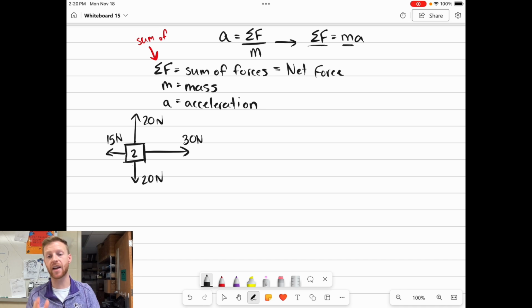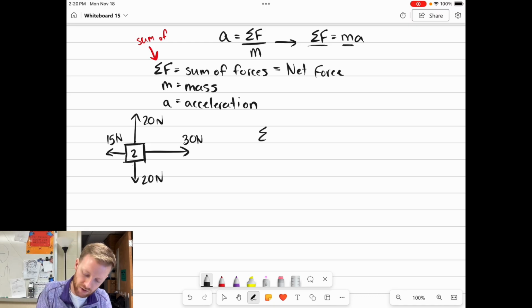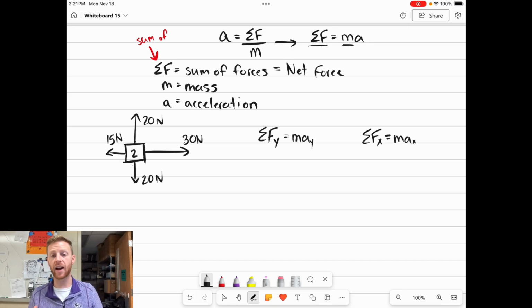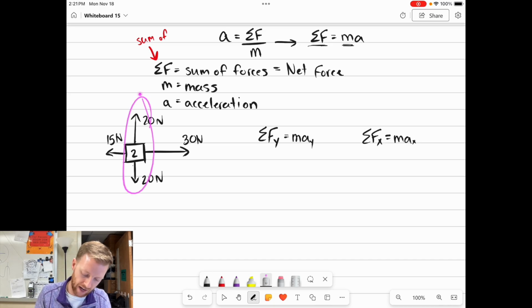So I want to break this down into x and y. So let's start. So I'm going to have my net force in the y direction is equal to ma, and my net force in the x direction is equal to ma in the x and in the y. So I can ask myself, okay, so I have to add forces or I can subtract them. So let's start in the y direction. So they're looking in opposite directions. So that's going to be 20 up minus that 20 negative is equal to my mass of 2 times the acceleration in the y direction.